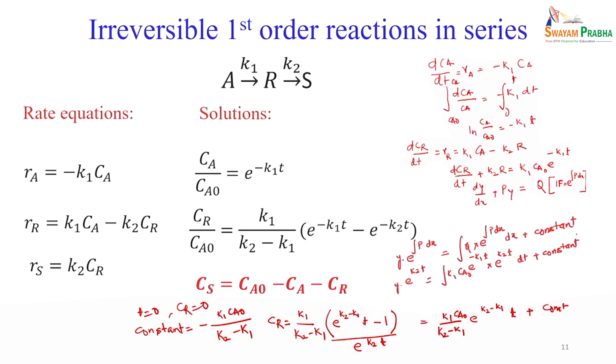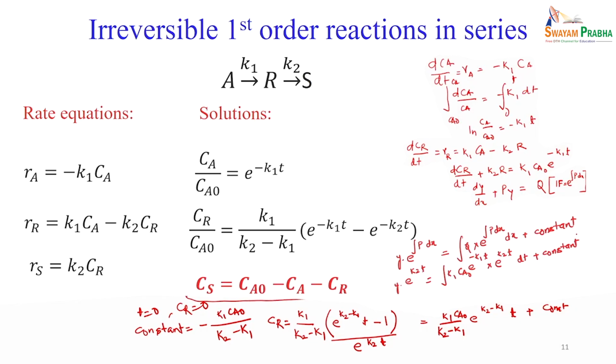Now, go to the third equation, which is for Rs. It is very simple: dCs upon dt is equal to k2 into Cr, or another way, the concentration Cs will be Ca naught minus Ca minus Cr. Ca we have calculated here, Cr we have calculated here, Ca naught is known to us. So, we can also easily calculate the concentration at the surface.